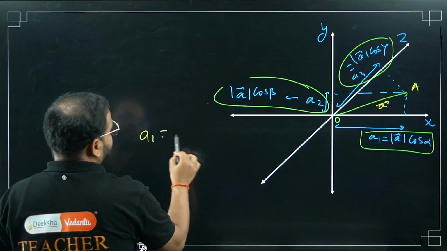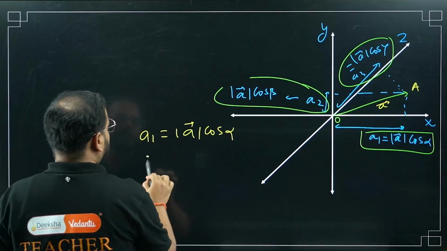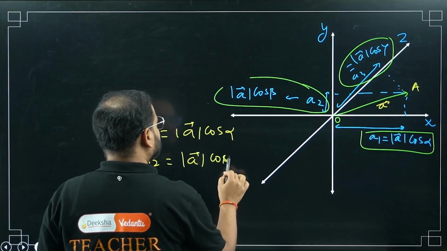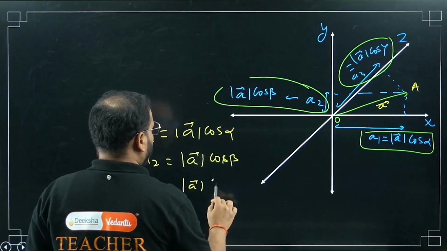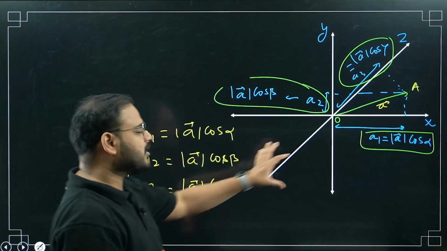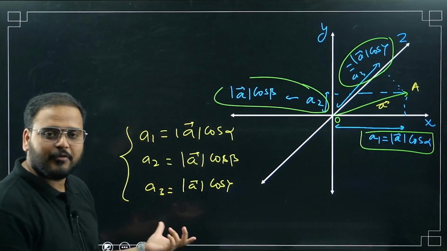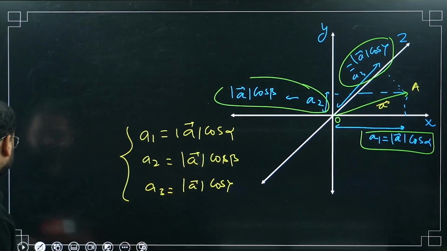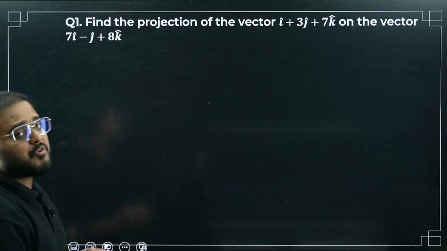So A1 is what? Cos alpha. What is A2? Cos beta. What is A3? Cos gamma. I know it makes sense to you, because I wanted to show you on the graph, that's why I explained using 3D space. I hope this is clear for you. Cos alpha, beta, gamma are the cosines of the angles of the x, y and z axis with vector A. Simple enough.